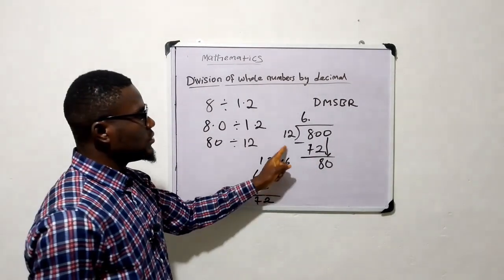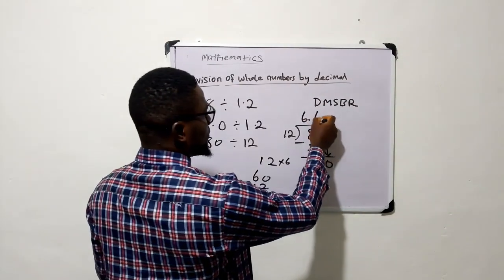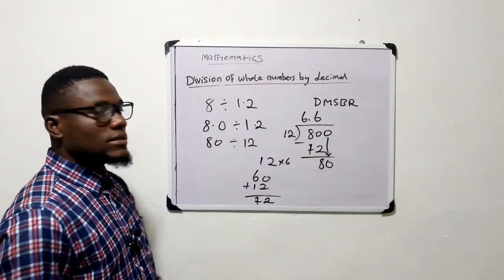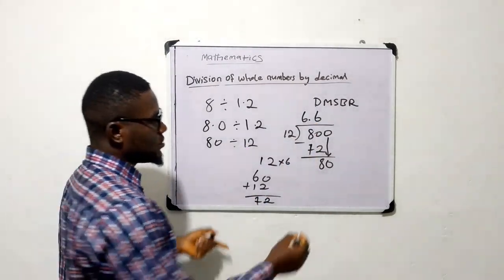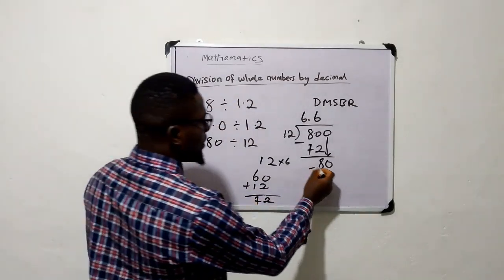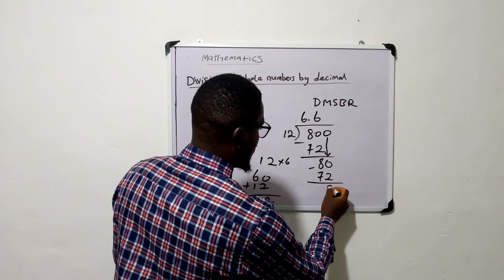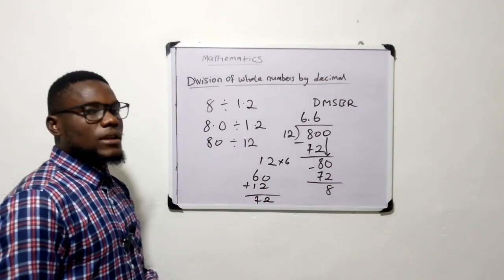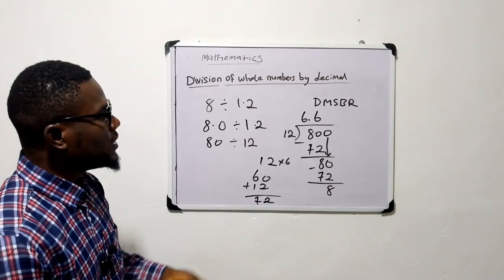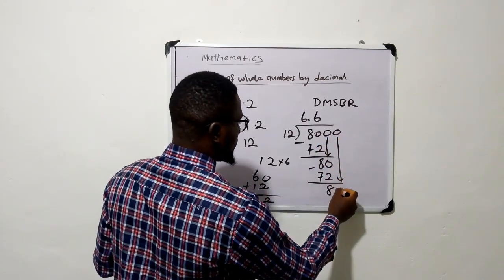So when we divide 80 by 12, you're going to have what? 6. When you multiply 12 by 6, you're going to have 72. When you subtract, you're going to have 8. Then we still have to repeat what we did now. We add 0 here and bring down.